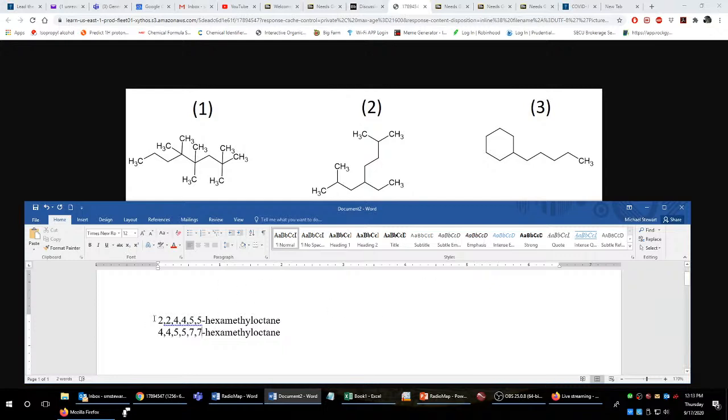hexamethyl. So the correct name is the one that minimizes the number at the first position. So if we start on the far right, it starts at a 2. If we start on the far left, it starts at a 4. Now let's look at compound 2.